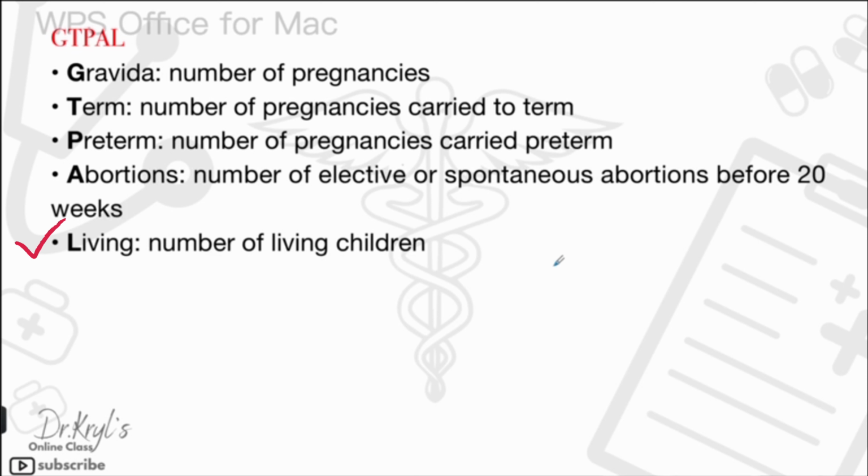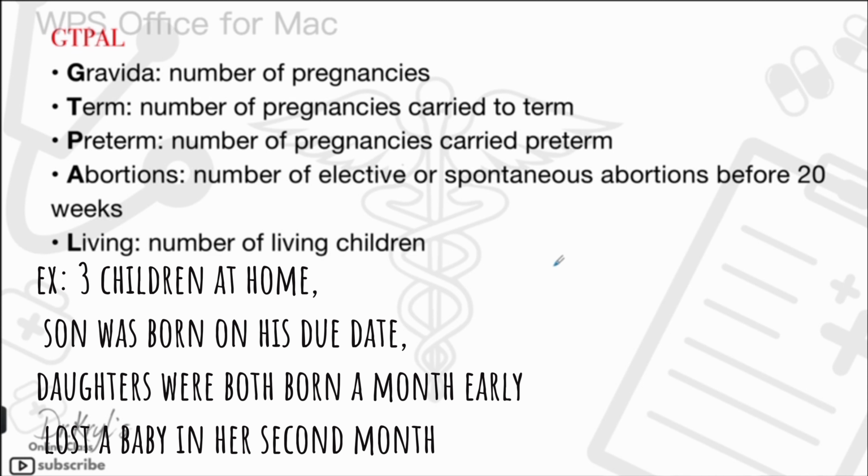Let's have an example. The prenatal client states having 3 children at home. She reports that her son was born on his due date, but her daughters were born a month earlier. And she states that she lost a baby in her second month. So what will be the GTPAL here? G for Gravida is 5. Why? Because currently she's pregnant, plus the 3 children at home.